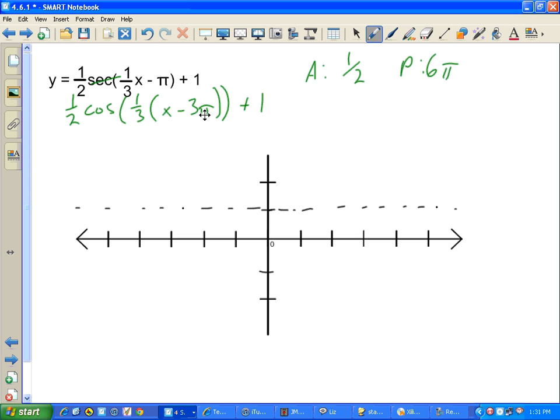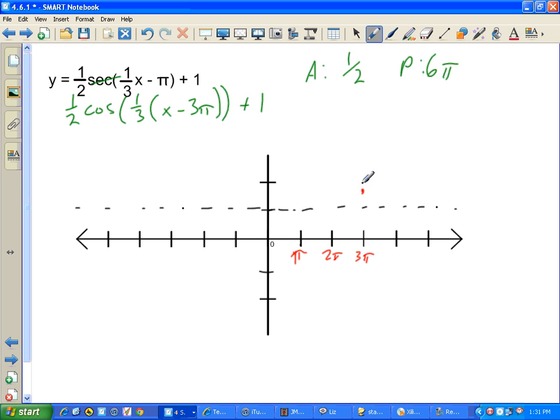And then I'm shifted to the right 3 pi. Okay, so if I go right 3 pi, but I have a period of 6 pi, let's just count by pi's then. This is pi, 2 pi, 3 pi. Okay, this would be my starting point. And that'd be an amplitude up from that. An amplitude is a half, so I'm going to go up a half.